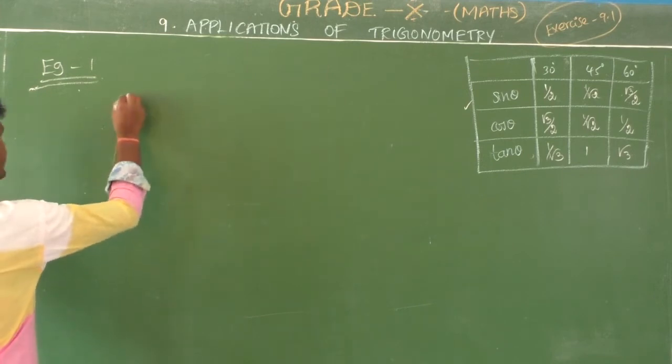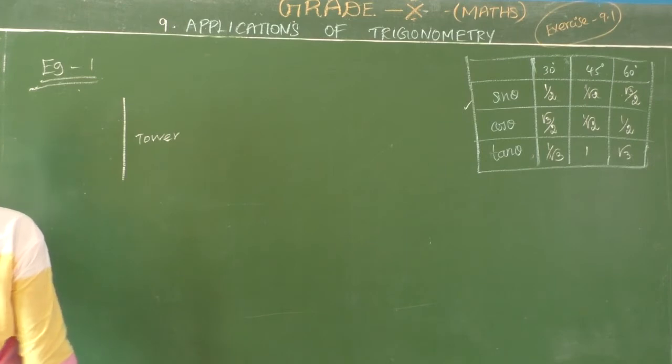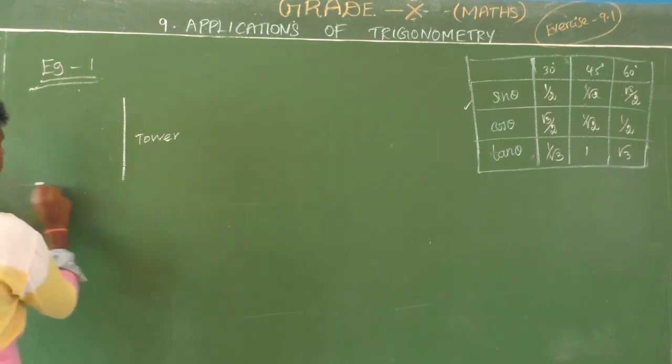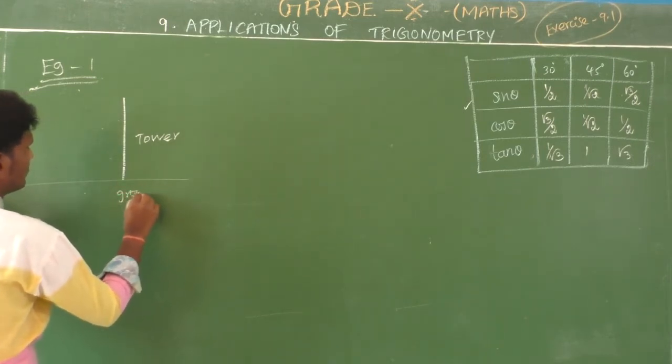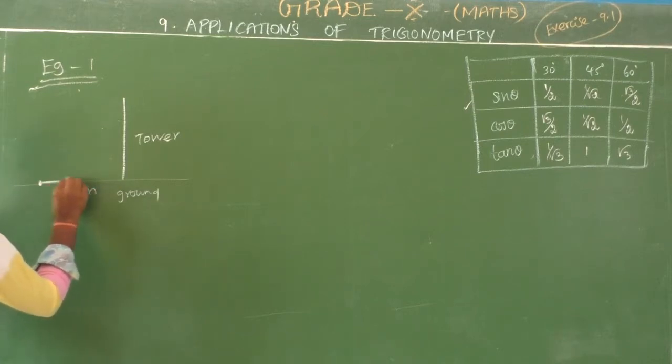A tower. So this is a tower. This tower stands vertically on the ground. So this is the ground. Now we want to take a point on the ground which is 15 meters away from the foot of the tower.